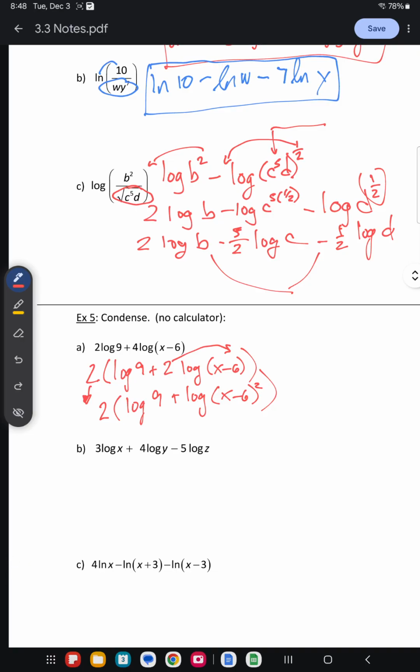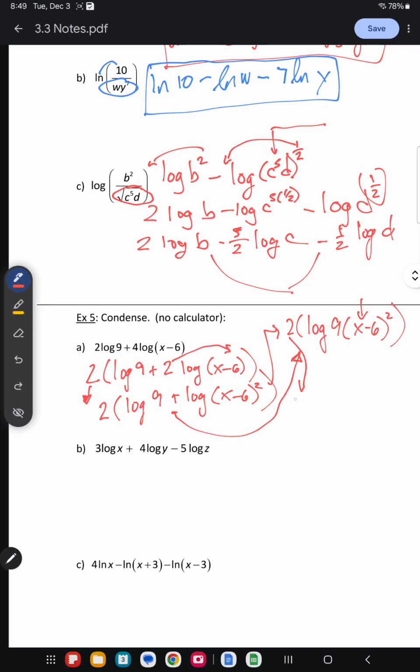Okay, so now what we can do is multiply the inside here. So we have 2, and then in parentheses, the log of 9 times x minus 6 squared. Okay, so because we're adding, that adding is allowing us to get that step there. Okay, so now what we're going to do is we're going to expand the x minus 6, multiply it by 9, and you'll see the final answer.